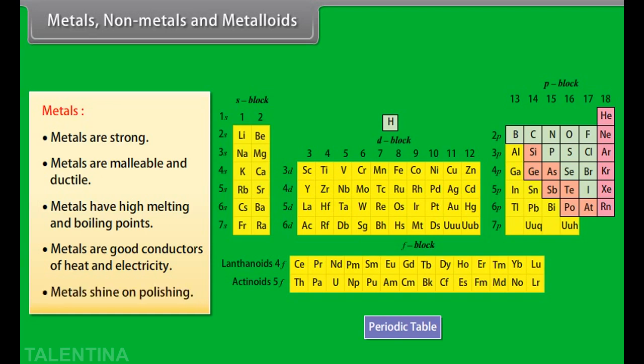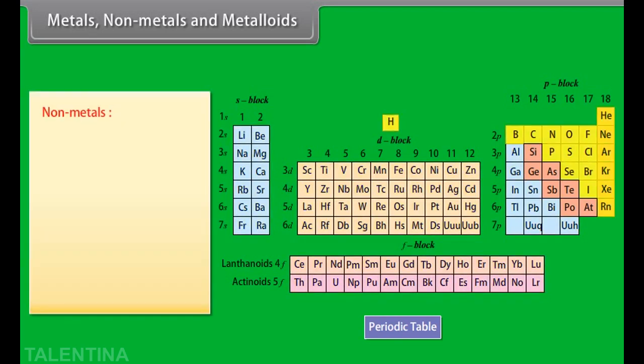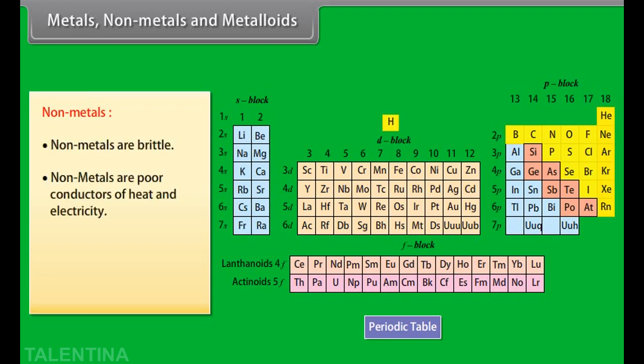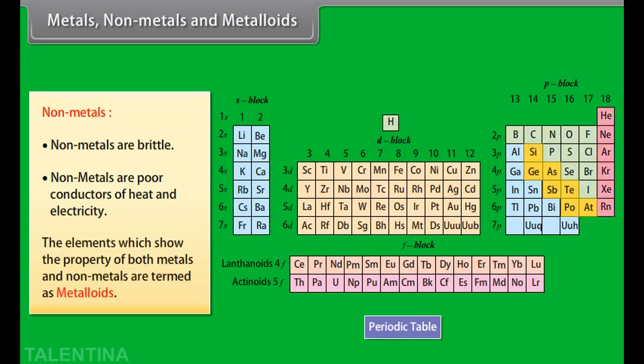Metals shine on polishing. Non-metals. Non-metals are brittle. Non-metals are poor conductors of heat and electricity. The elements which show the property of both metals and non-metals are termed as metalloids.